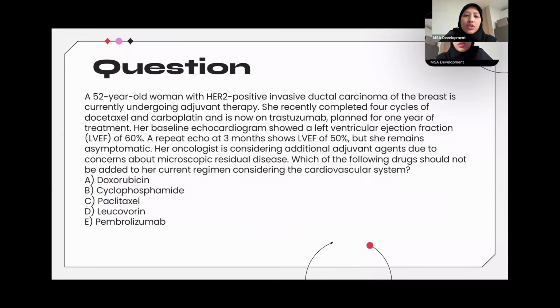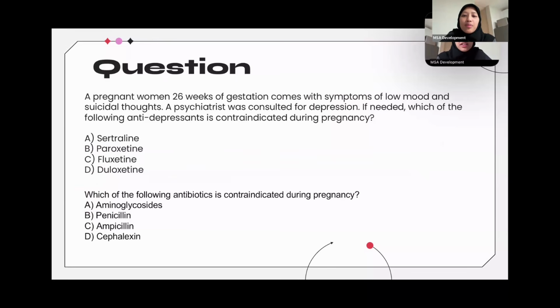A 52-year-old with HER2 positive invasive ductal carcinoma. Basically, she has a very bad left ventricular function. Which of the following drugs is added to her current regimen, considering her bad echocardiogram? She's now taking trastuzumab, which has an effect on the heart, right? So what do you add? Or actually, what should not be added because she's already in a bad state of the heart? You do not add to the stress, so don't add doxorubicin, the heart.